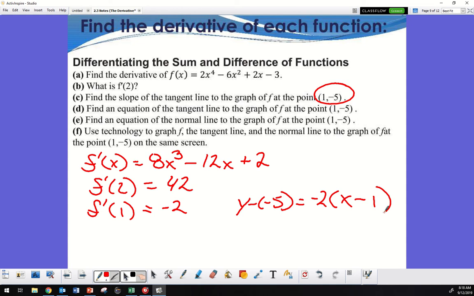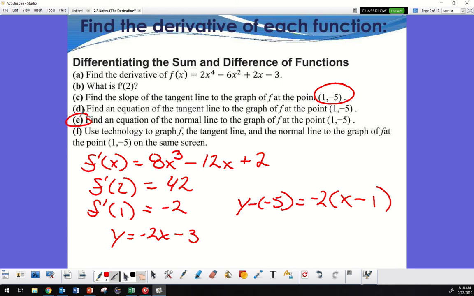What are we going to come up with? My equation is what? Y equals -2x minus 3. So there's going to be part C, right? Find the slope. Find the equation, find the normal.